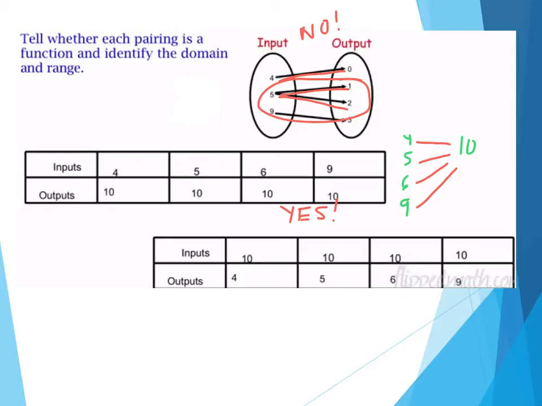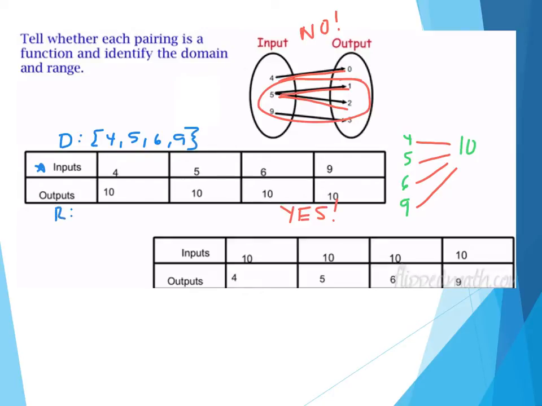All right, then the last thing we have to do, since it is a function, is define our domain and range. Our domain, again, is all our inputs. The inputs are that first row. I'm just going to put a D so I know it's domain, and then put my squiggly bracket there. So what are all my inputs? I have 4, 5, 6, and 9. Those are all the things I'm inputting into the function.